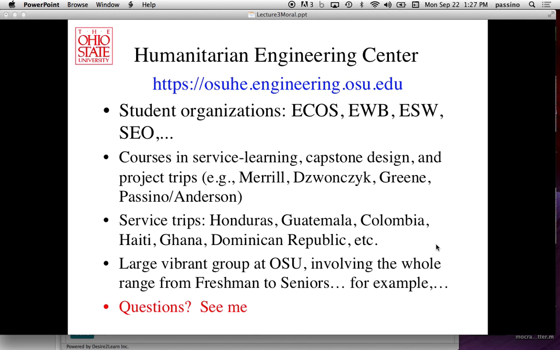There's also now in the College of Engineering a Humanitarian Engineering Center. We have student organizations: Engineers for Community Service, Engineers Without Borders, Engineers for a Sustainable World, Solar Education and Outreach. There are service learning courses by these people to prepare for service trips to these countries. There's a large group, a lot of people getting involved. I'm sure there are students in this class too that are involved in this. It's a lot of fun. You solve technological problems for people, and go implement them in, for instance, these countries. If you have questions about that, see me. I'm happy to discuss it with you.